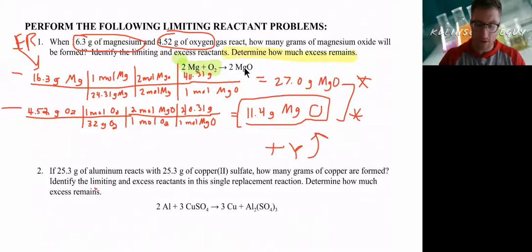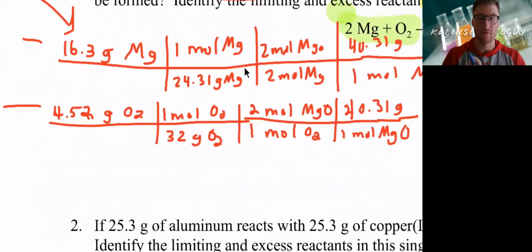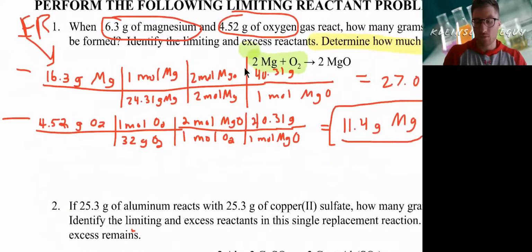Once we've been able to determine the limiting reactant and theoretical yield, we then want to use that to determine how much of our excess reactant is left over, which is going to require another stoichiometry calculation. I know, but we got to do it.